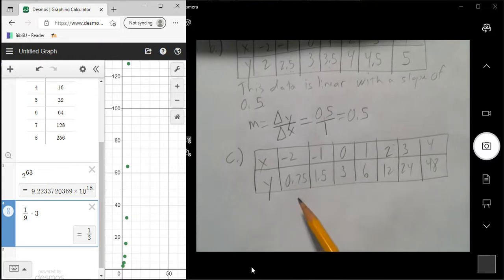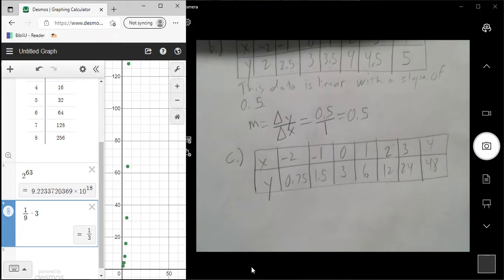First thing again, I would try the linear method. So if you notice, this increases, so that means we would add. So 0.75 to 1.5, that's adding 0.75. But if we add 0.75 to 1.5, it's not going to give us 3. It's going to be 2.25.